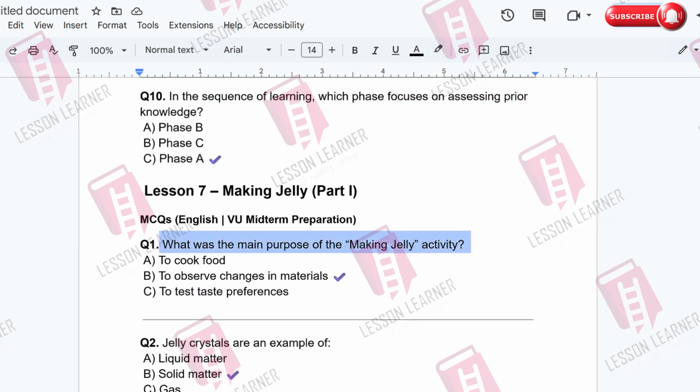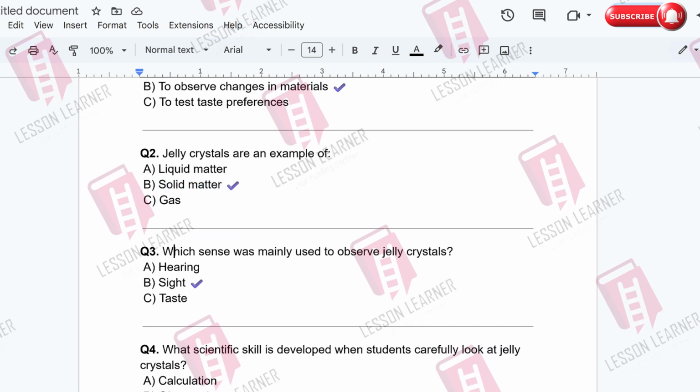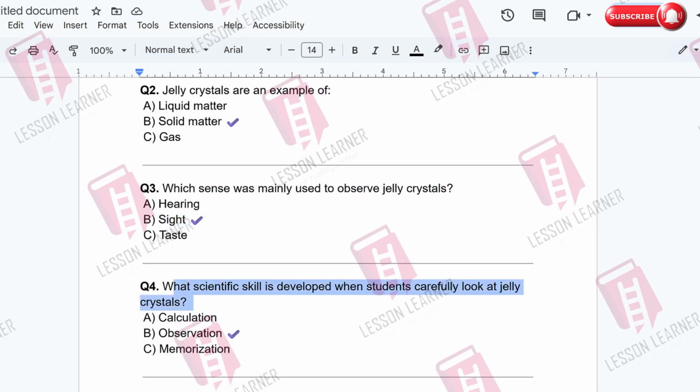What was the main purpose of the making jelly activity? To observe changes in materials. Jelly crystals are an example of solid matter. Which sense was mainly used to observe jelly crystals? It's sight. What scientific skill is developed when students carefully look at jelly?